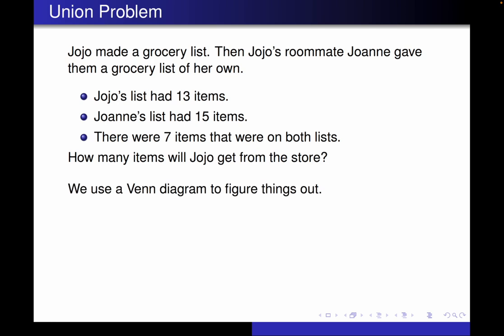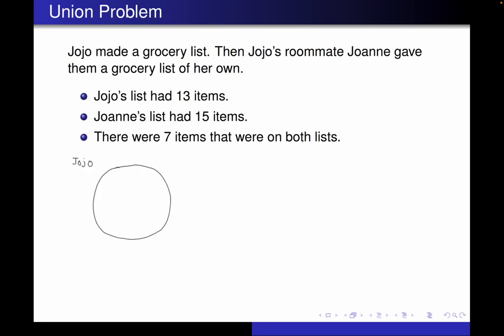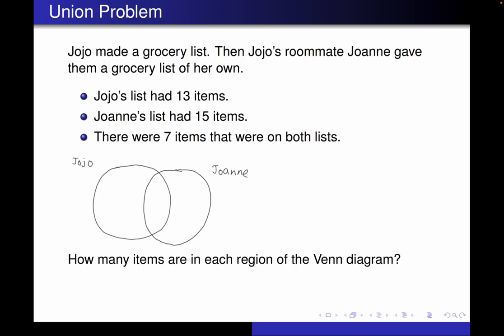So let's use a Venn diagram to kind of figure things out. So here's a circle indicating JoJo's list. Here's one indicating Joanne's list, and then of course the region in the middle is the items that are on both lists. So where do we start? Well, one place to start is let's figure out how many items are in each region of the Venn diagram.